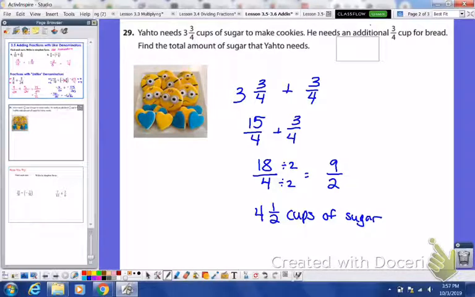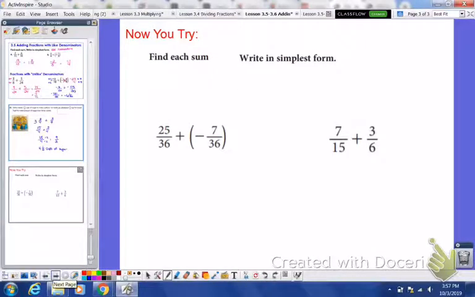All right, so this was a much shorter lesson. I know the last couple videos have been pretty long. So a couple now you tries. You want to find the sum of each, then write in simplest form. So one with like denominators, one with unlike. Please make sure you are showing all of your work and make sure everything is in simplest form.